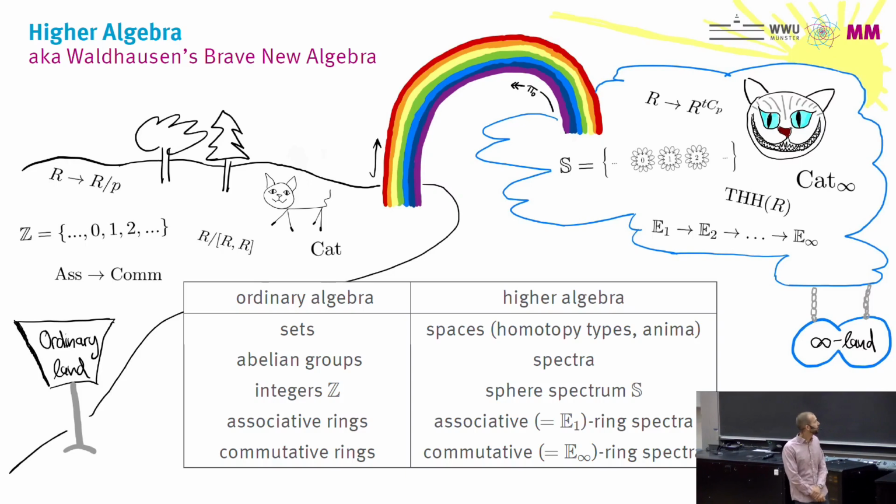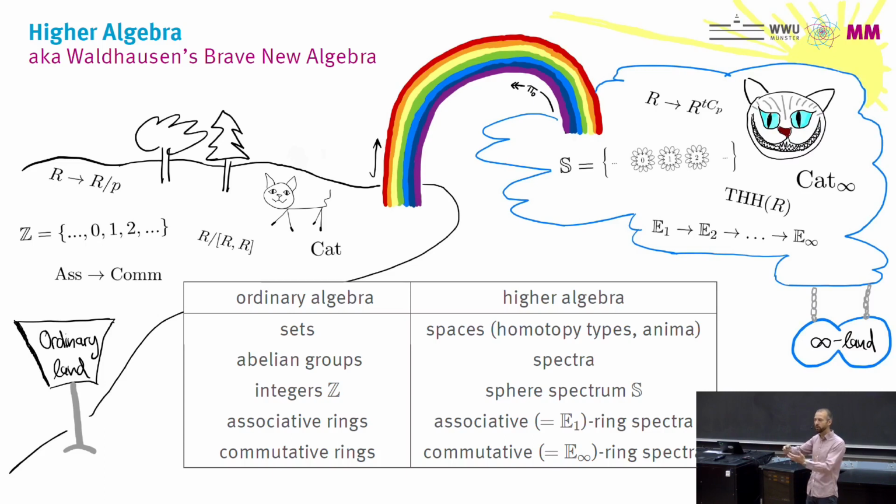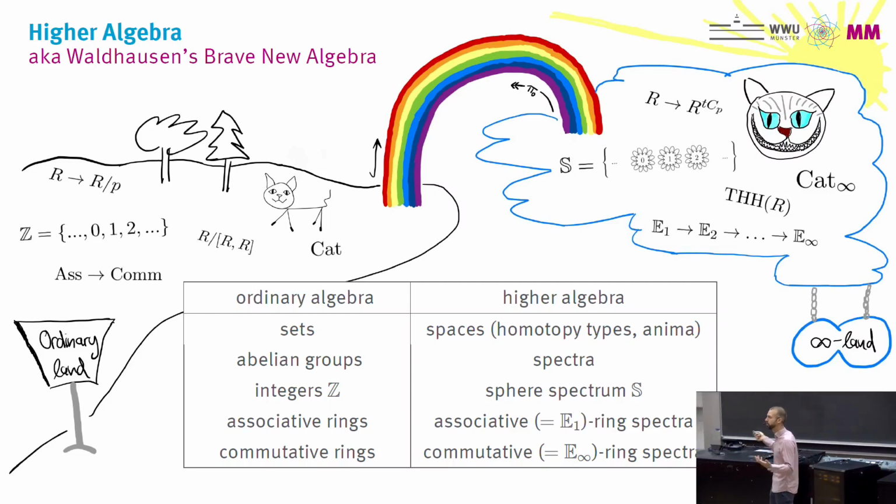And one thing that is very important is that there are actually ways to transition between the two lands. You can start with a thing in ordinary land like a set and consider it as a space with the discrete topology. Or you can take an abelian group and consider it as a spectrum, the associated Eilenberg-MacLane spectrum. The same for rings, they give rise to a ring spectrum, and that's a fully faithful functor. So ordinary land embeds fully faithfully into infinity land, and there are also ways back. You can take homotopy groups. If you have a ring spectrum, then its homotopy groups will be an ordinary commutative ring. These are the ways to transition between the different lands.